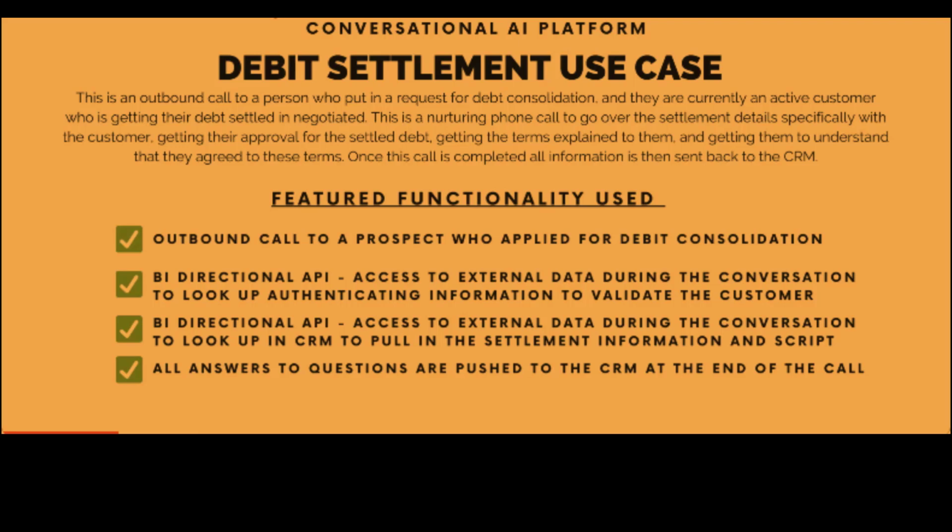But during the call, the features are it's an outbound call to a prospect who applied for debt consolidation. It was accepted, and now they're going back through and accessing external data, looking at the conversation for authentication, accessing the data in the CRM solution, pulling in the settlement information along with adaptations possibly of the script based upon what the settlement would be, and then at the end verifying the customer agrees with it for compliance, and then all questions and things like that are pushed through to the CRM. So let's explore how this use case goes.